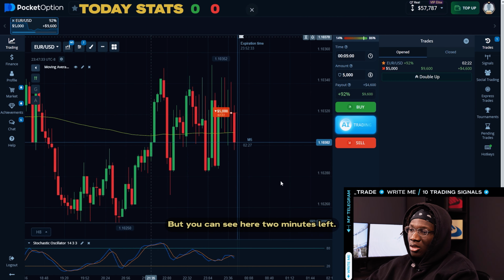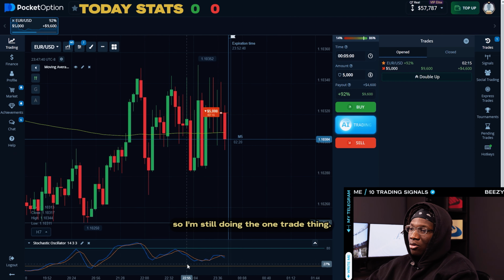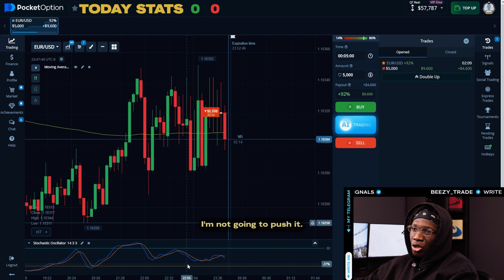But you can see here, 2 minutes left. Everything is going our way, honestly. So I'm still doing the 1 trade thing. So this is going to be only 1 trade today. I'm not going to push it.